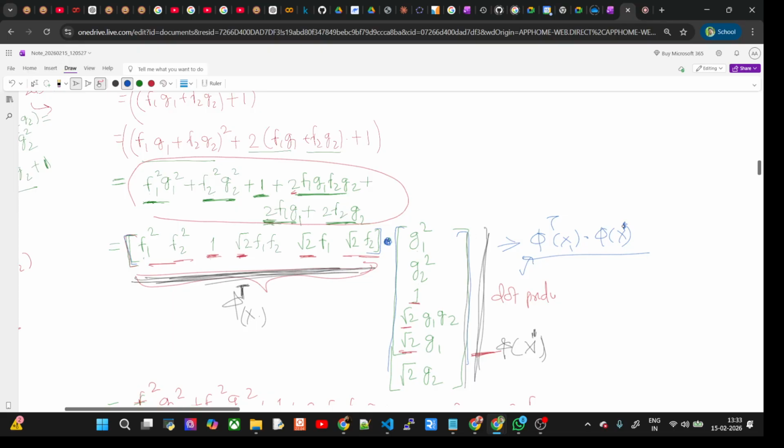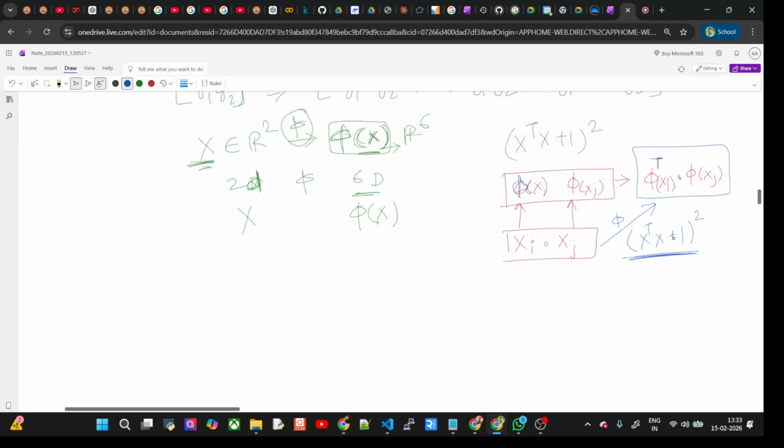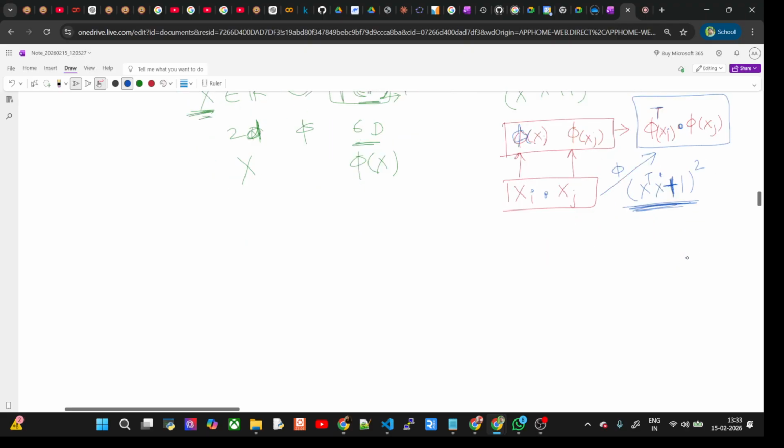How am I calculating the dot product? By using this example. This is one function which gives me this dot product directly from xi to xj. So no need to individually calculate phi of x. Directly you can calculate phi of xi transpose phi of xj. So this is a very important function. This is just one example I gave you, a square example. If I take another example, there are more examples we can consider now.